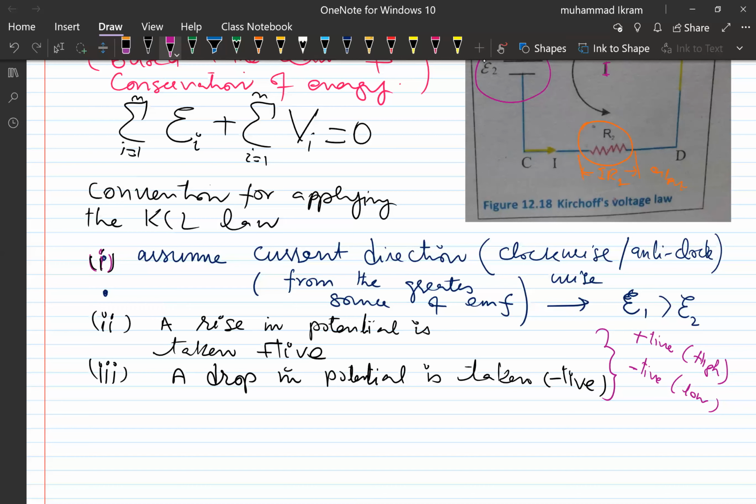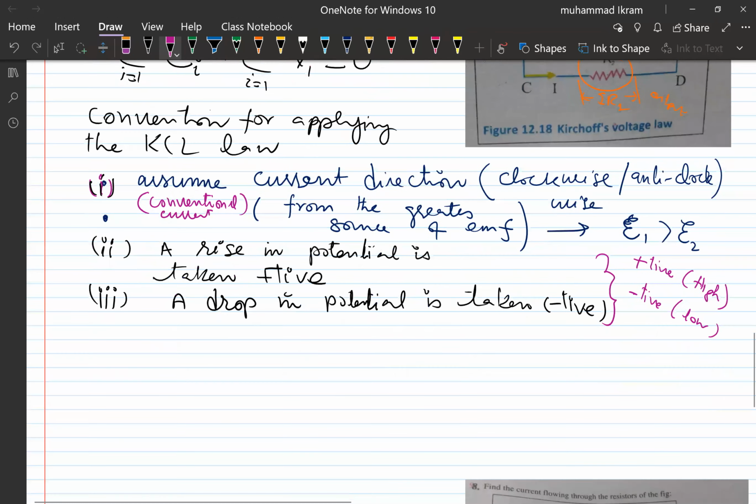Why? Because, for example, if you have a positive charge, and remember, we will use the conventional current direction. When a positive charge moves from the negative terminal of the battery in the circuit towards the positive terminal of the battery, work must be done, right? And that work done on the charge is taken as positive, because it gains energy. And when the positive charge moves in the direction of the field, from the positive towards the negative, it loses energy, and the loss of energy is taken as negative, right? So this is what you will remember.